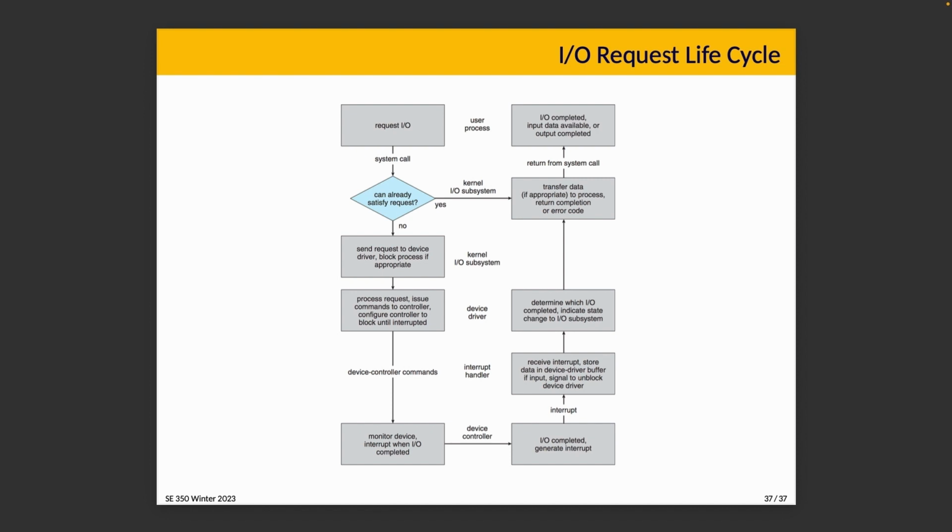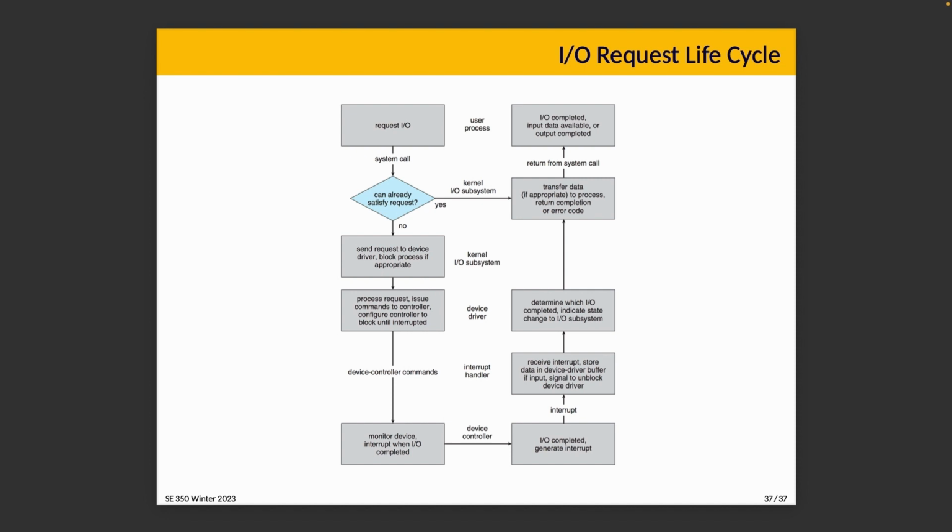So we'll send the request to the device driver and we'll block the process that made the request if it's appropriate. If they asked for blocking behavior, then yes, we block the calling process. If they ask for non-blocking, that's fine. We will just carry on and say, yep, the event is in progress. So now we need to, in the device driver, take a look at the request, issue the commands to the controller, and tell the controller, presumably, to block until the data has been delivered.